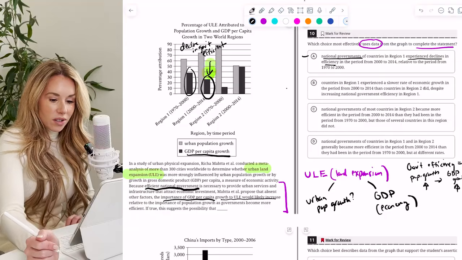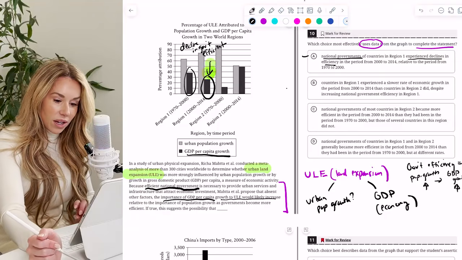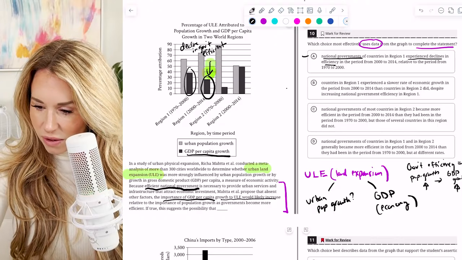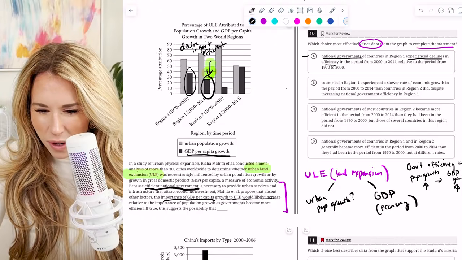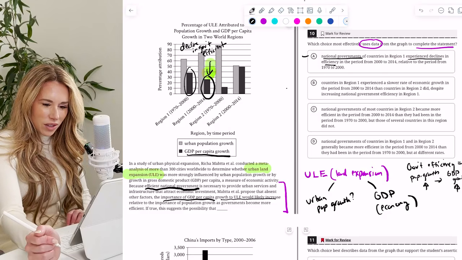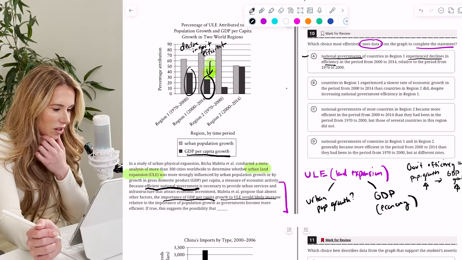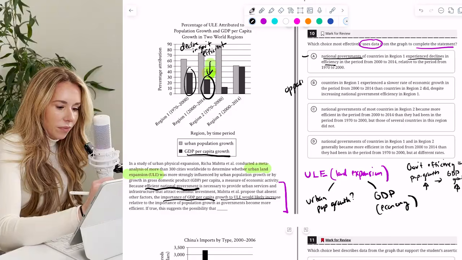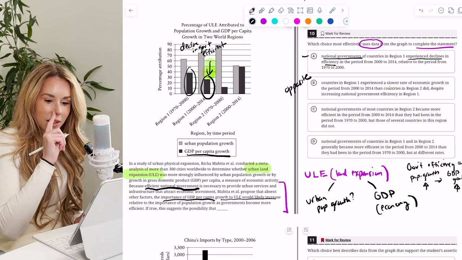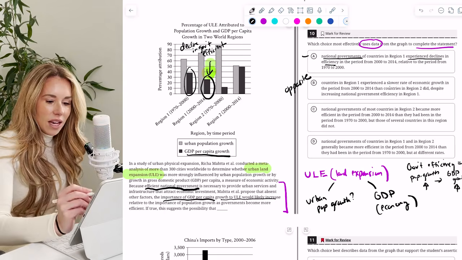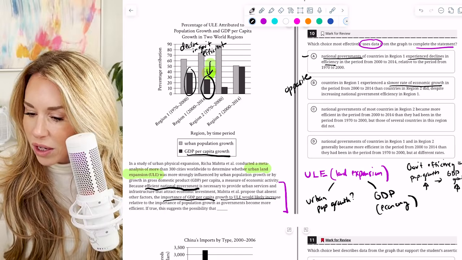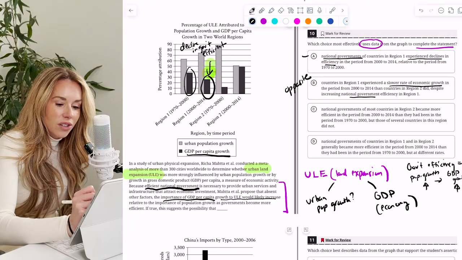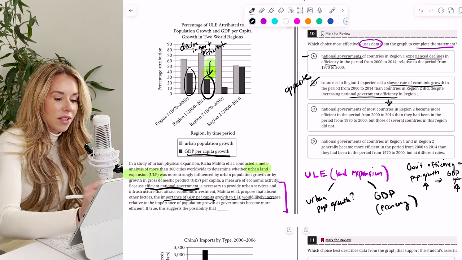Countries in Region 1 experienced a slower rate of economic growth in the period than the countries in Region 2 did, despite increasing national government efficiency in Region 1. Well, slower despite increasing. Okay, so that's an opposite. That will not complete the statement, because if there's a slower rate of economic growth in Region 1, then that would mean that the government's efficiency is not good. It's going down. So let's get rid of that.